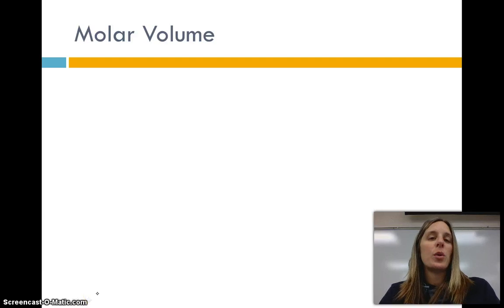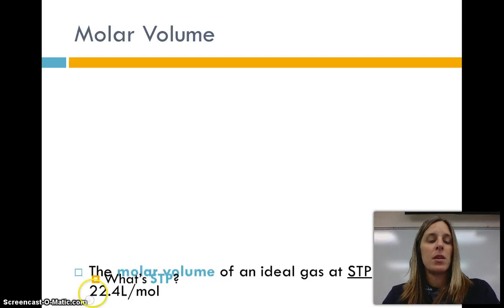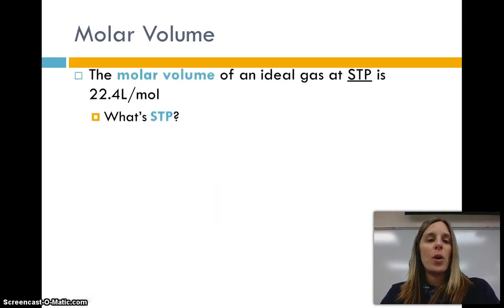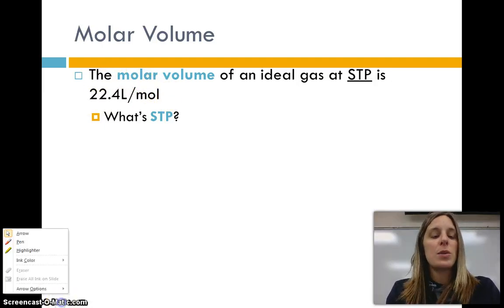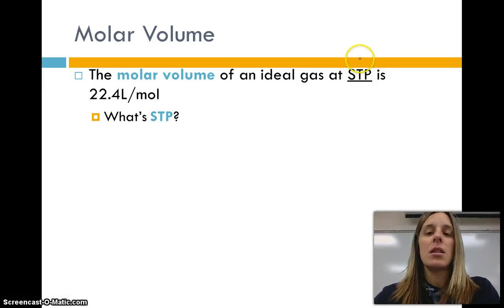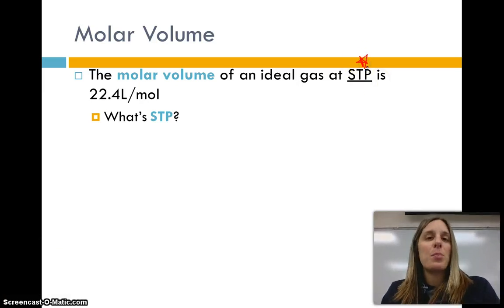Now the new conversion factor we're adding to our mole map is called molar volume. So what does that mean? When we talk about molar volume, it's for an ideal gas at STP, and that value is equal to 22.4 liters per mole. The most important part of this definition, aside from the conversion factor being 22.4 liters per mole, is these three little letters, STP. These set the parameters for molar volume, so we can only work with this conversion factor if we see the letters STP in the problem.